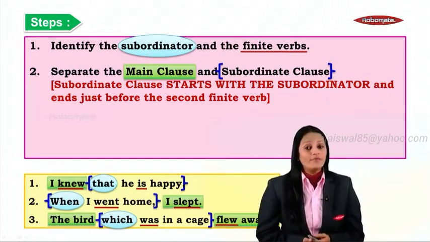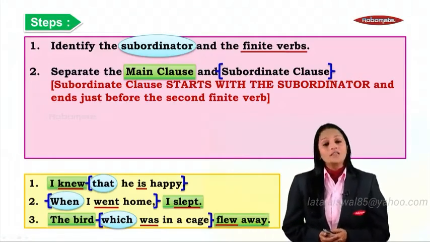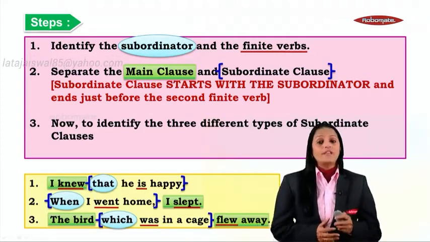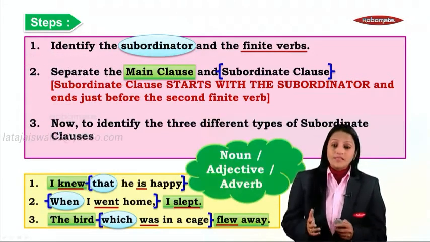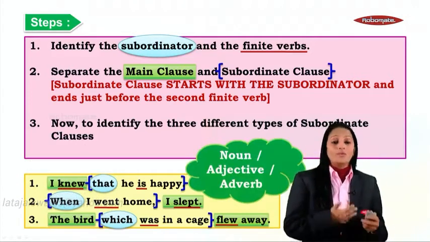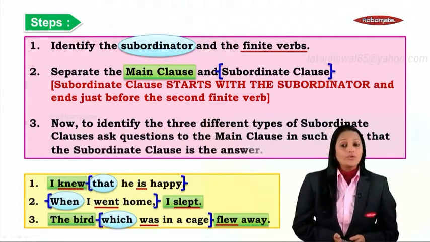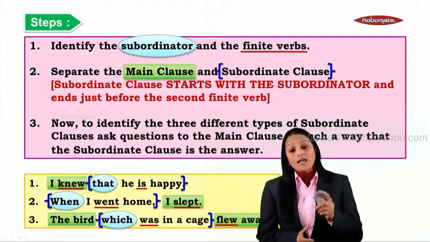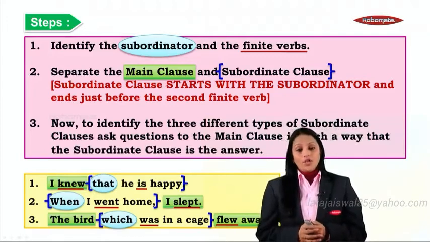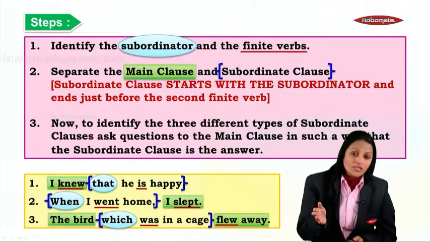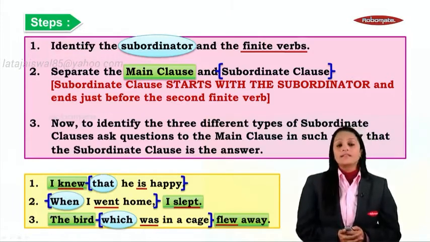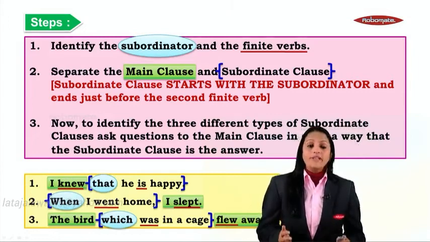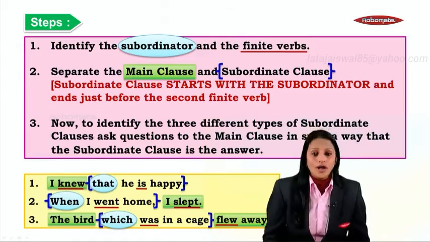But now the next step, very important, is to identify the type of subordinate clause. So, to identify the three different types of subordinate clauses, that is whether it is noun, adjective or adverb, and which type of adverb clause, what do we do? Ask questions to the main clause so that the answer is the subordinate clause. So you have to ask a question to the main clause in such a way that the answer lies in the subordinate clause. Students, very, very, very important. And believe me, if you do this, you will get all your answers right.